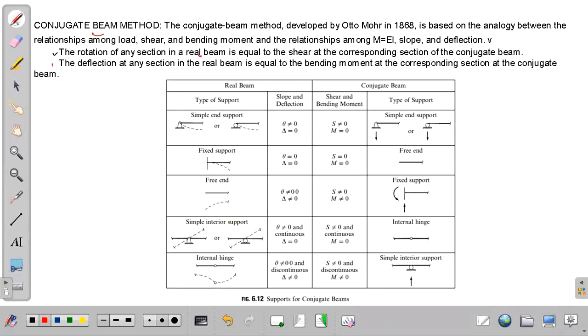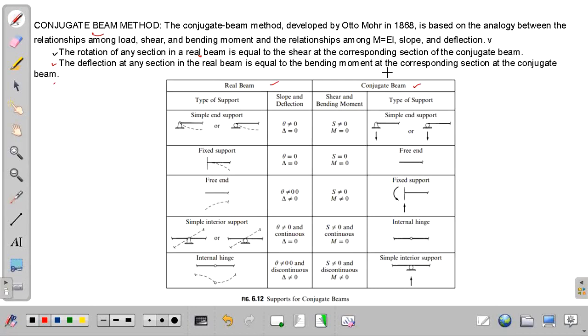And for the deflection of any section in the real beam, it is equal to the bending moment at the corresponding section of the conjugate beam. Okay? So if you're looking for the deflection at any section of your given beam, you have to solve for the bending moment on that particular section using the conjugate beam. So what you have solved in the conjugate beam, the bending moment, that will now be your deflection in your real beam. Okay? So we have here the real beam and the conjugate beam.